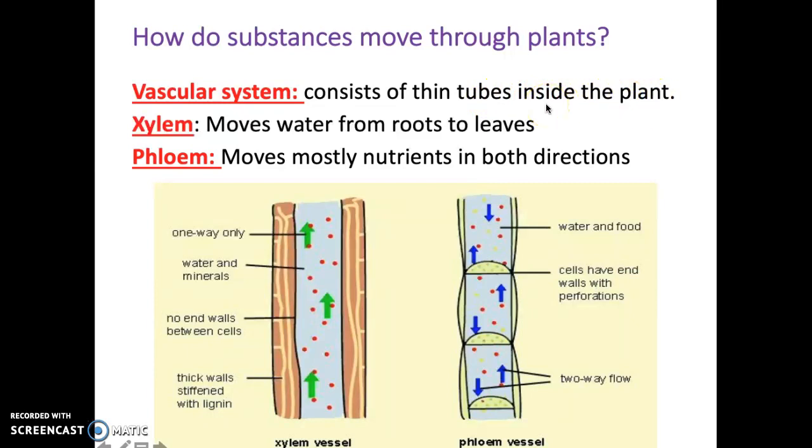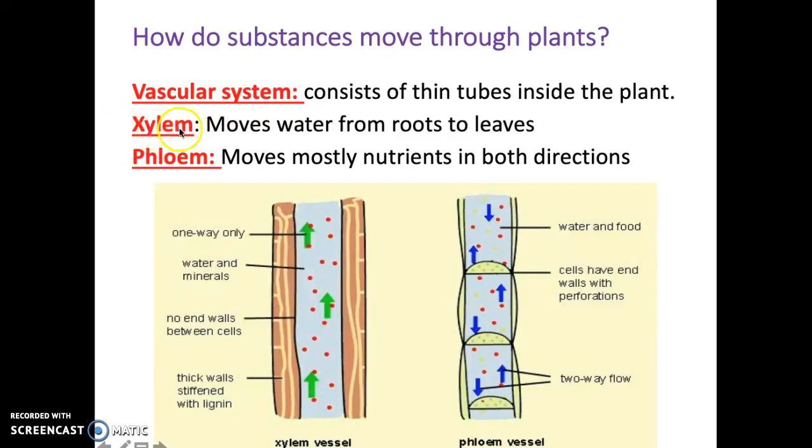Think of it kind of like the circulatory system in humans. Its job is to transport water and transport nutrients and blood all throughout. Well, plants have a similar system that is going to be called the vascular system. It has two different tubes, two different microtubules, very tiny tubes.